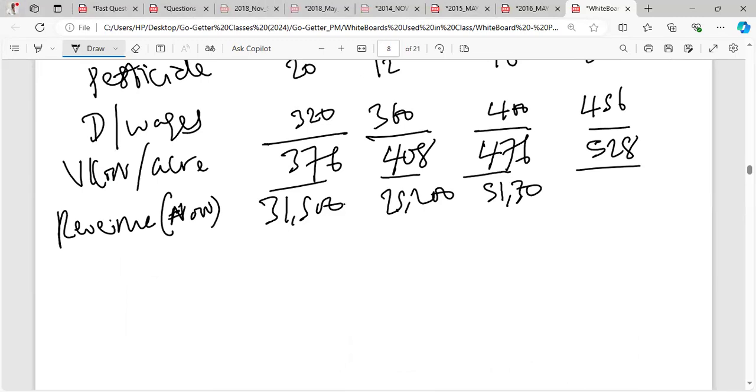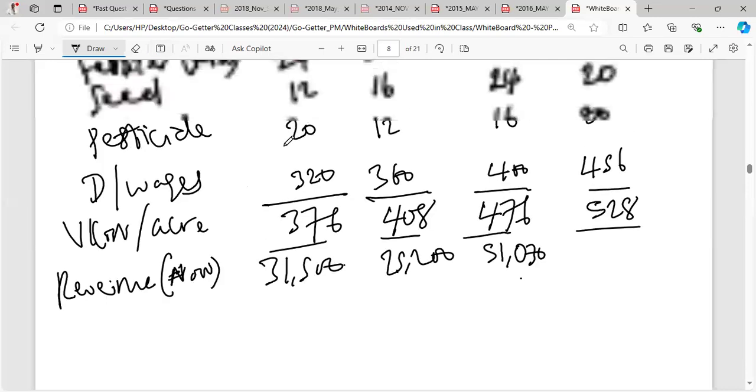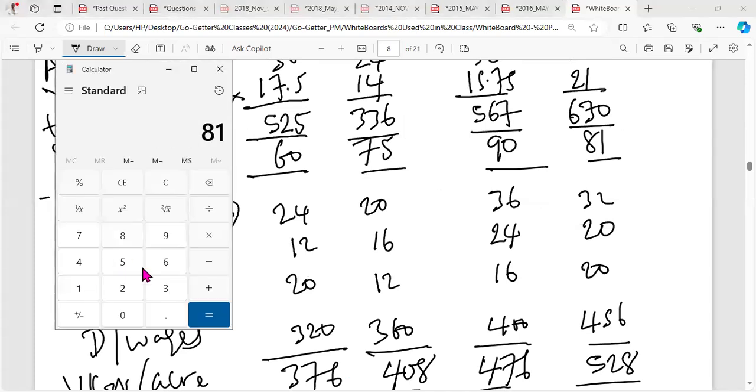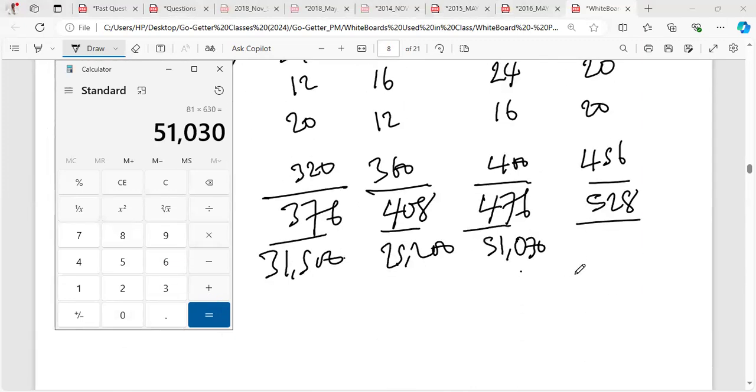Is that what it is? 51,030. Then we have 81 multiplied by 630, and that will give me 51,030.